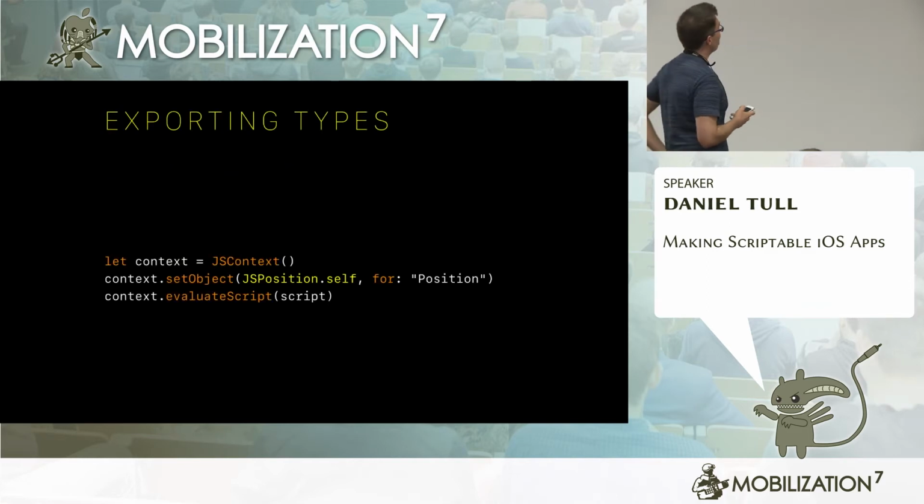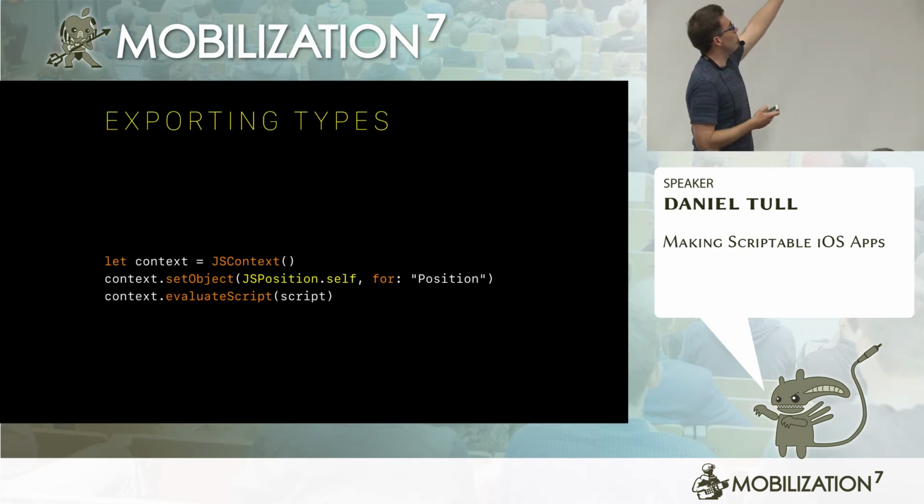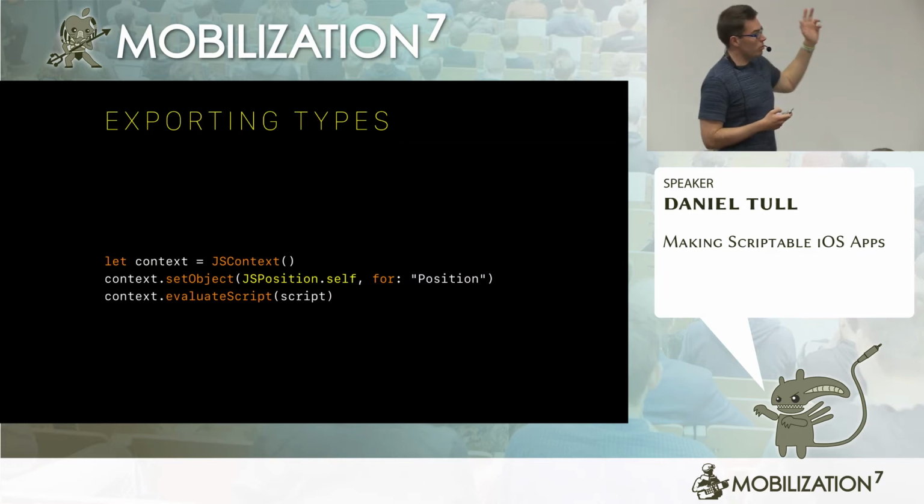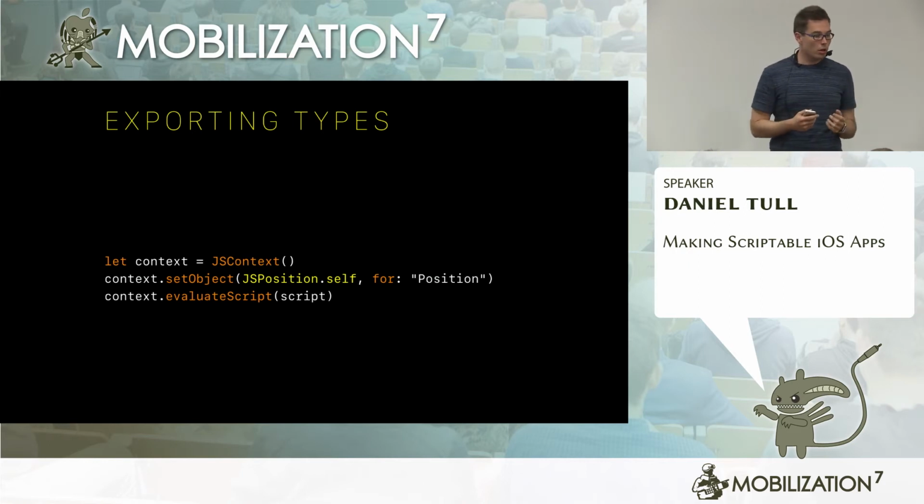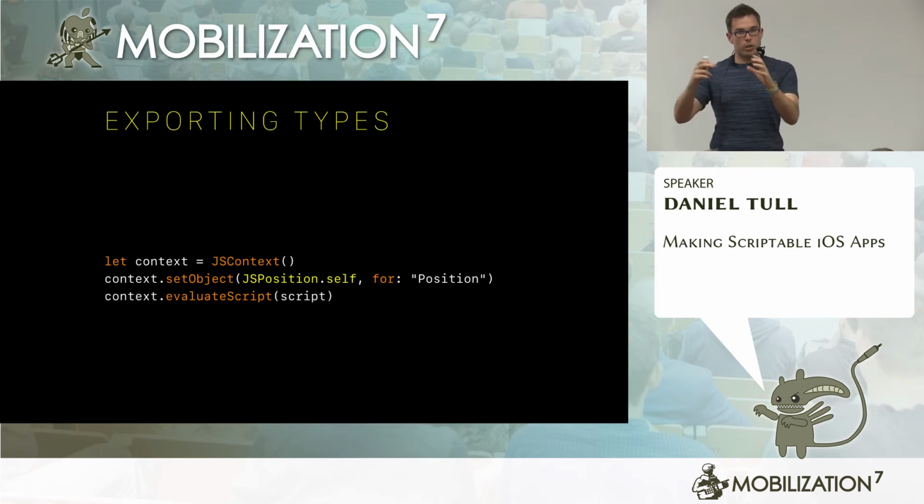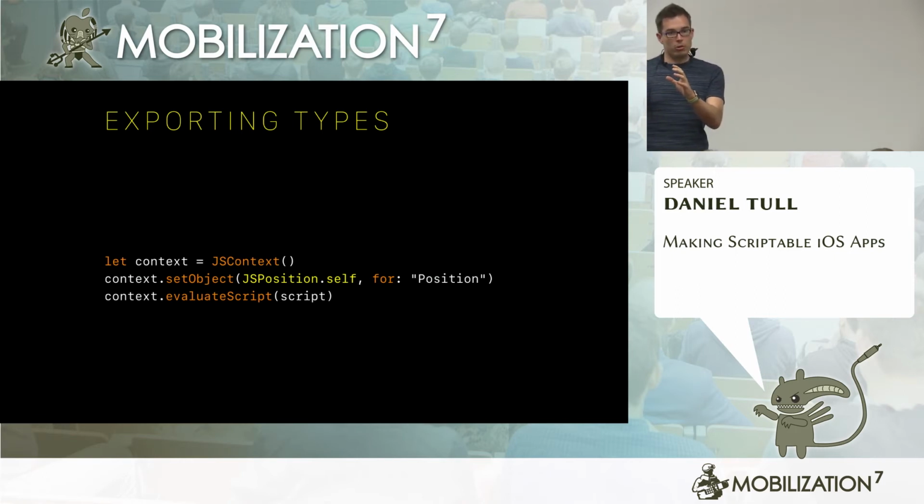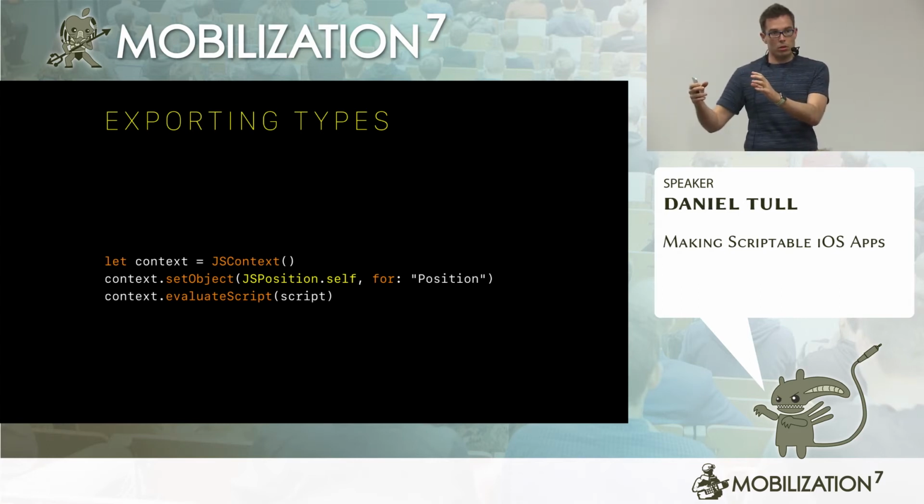Then it's just a case of getting a JSContext, setting JSPosition.self for Position. So what this is going to allow users to do is use position types in JavaScript as if they were position types. And when they create a position type, it's going to create a JSPosition in Objective-C. And in turn, that's going to create a Position struct Swift type.